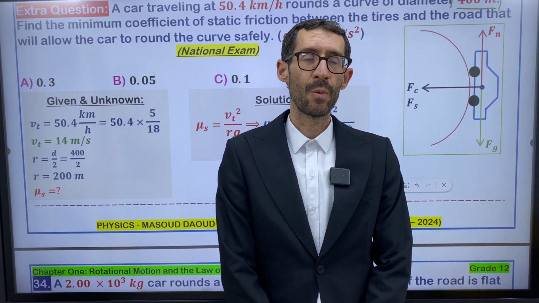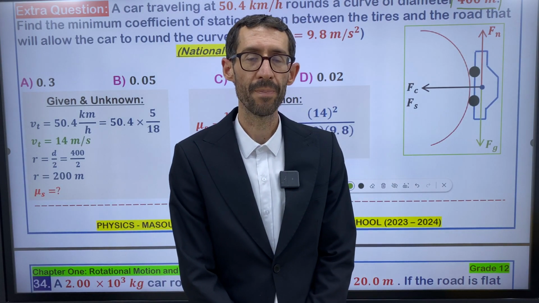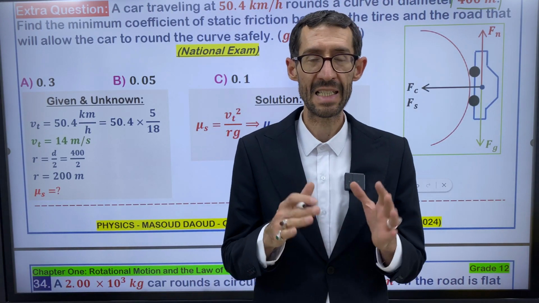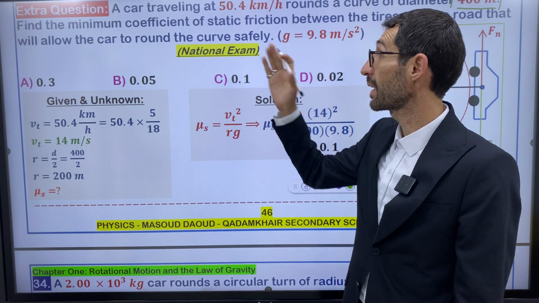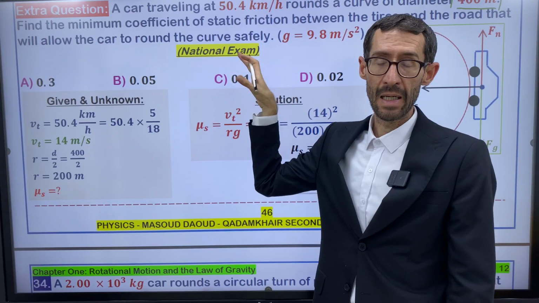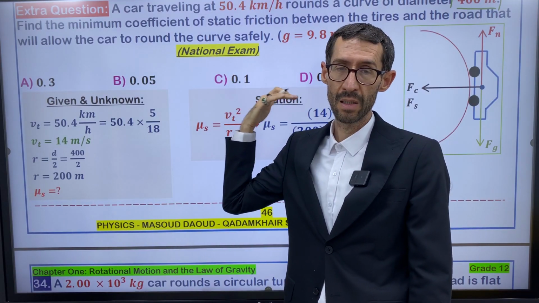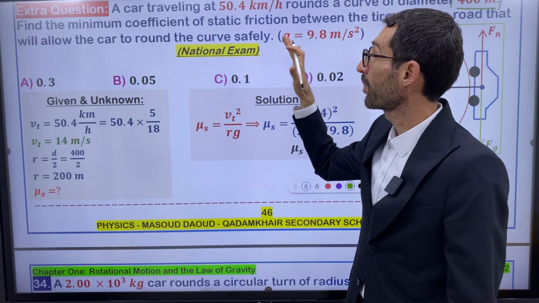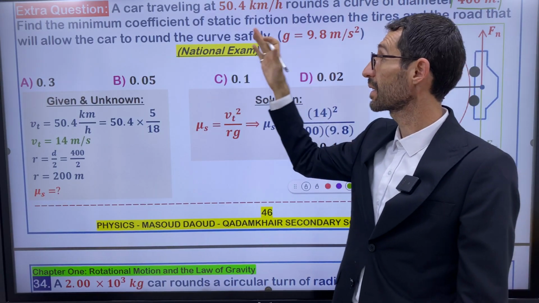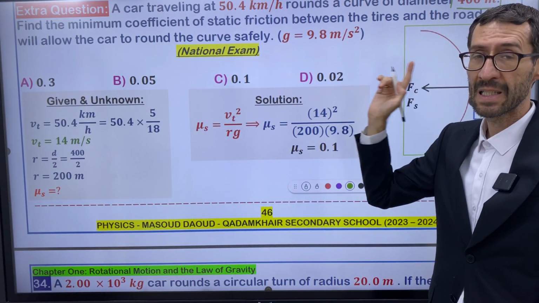So far, we solved and answered some questions of chapter review of chapter 1. We answered 33 questions, but in this lesson, I've prepared an extra question. This question is analogous to question 33, which is a question of the national exam, right? I can say this question is a copy of question 33, except for one simple difference.